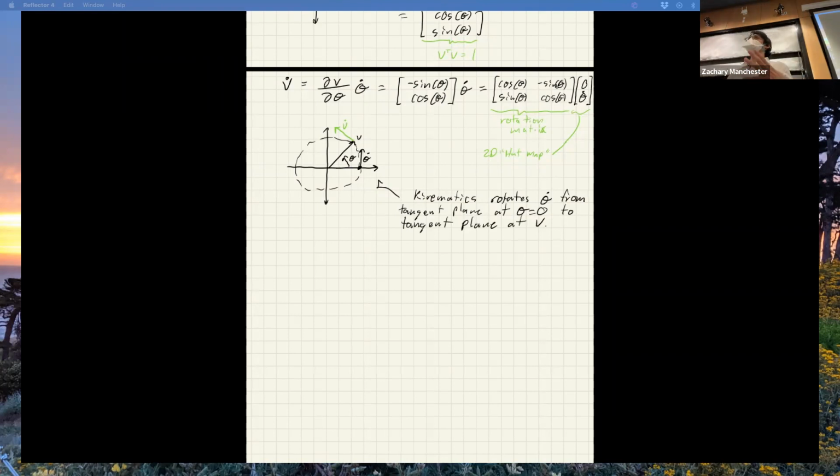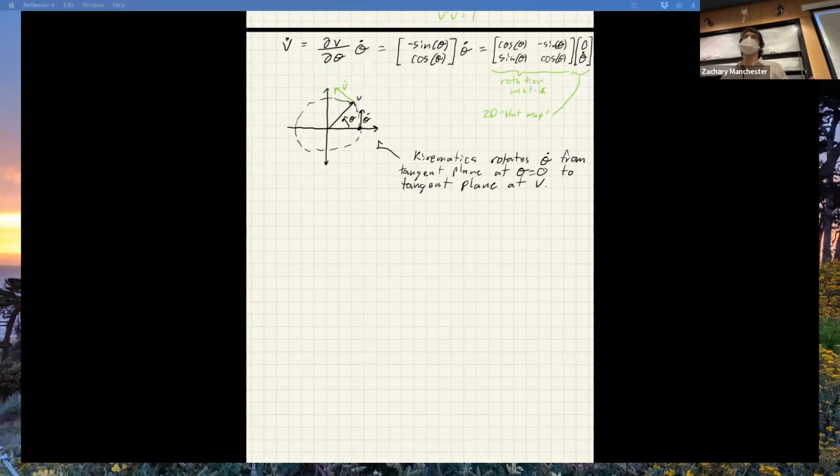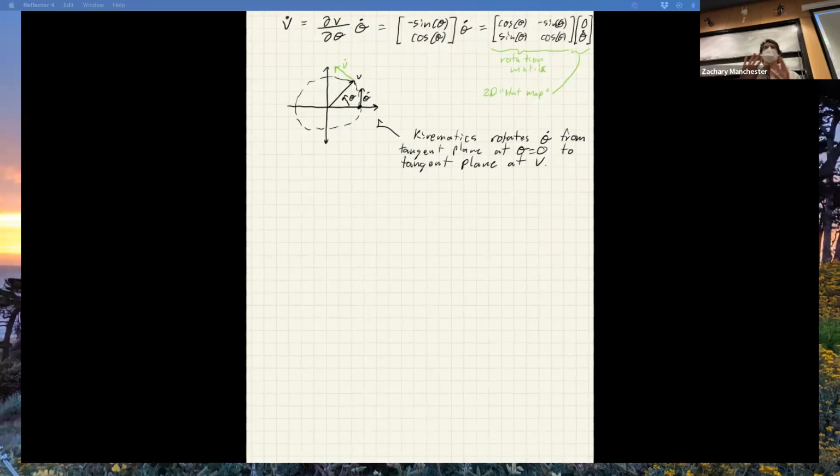Cool. Everybody get that? Any questions about any of this stuff so far? Okay, so that's sort of velocities and kinematics of rotations. And this is what it looks like in 2D, and then in 3D, you have the stuff we already did. So now we're going to start talking about differentiating quaternions.